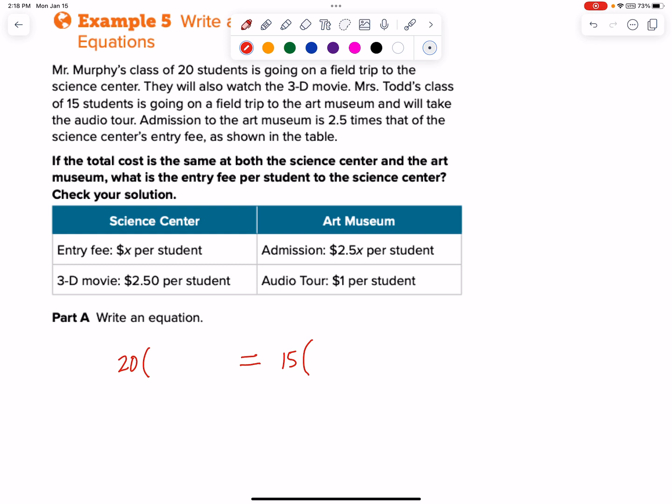Okay, let's see what's going on here. So we have an entry fee of x for the Science Center, which is Mr. Murphy's. I was just making sure this is Mr. Murphy's and this is Mrs. Todd's. So we have x for a student, plus the 3D movie is $250. And what's the situation for one student at the Art Museum? Well, for theirs, it's 2.5x for the admission, and their audio tour is plus 1. And that's what's happening 15 times for the one and 20 times for the other.